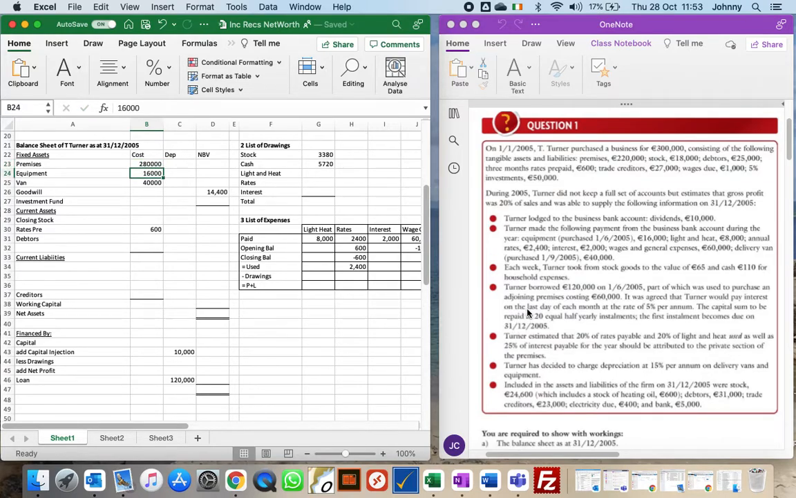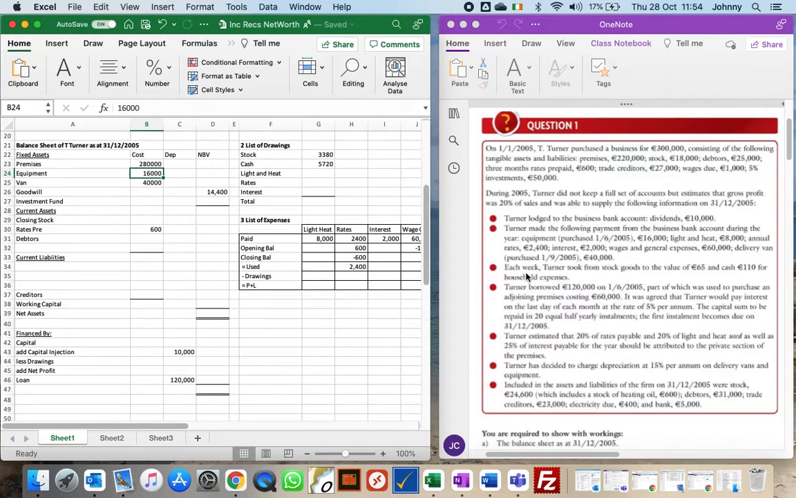Now, again, we have the issue that we have to repay the original amount of money, the 120 somehow, and separately we have to pay interest on it. So I'll deal with the interest first this time. Turner pays interest on the last day of every month at the rate of 5% per annum. So 5% of 120, and we got it at the beginning of June, so that means we would have had it for 7 months.